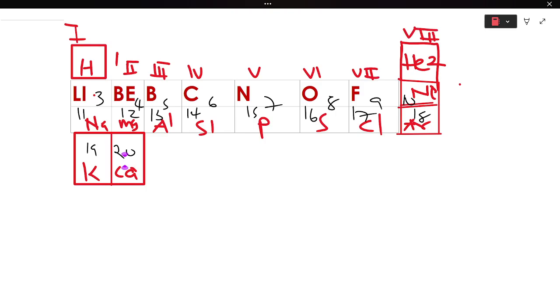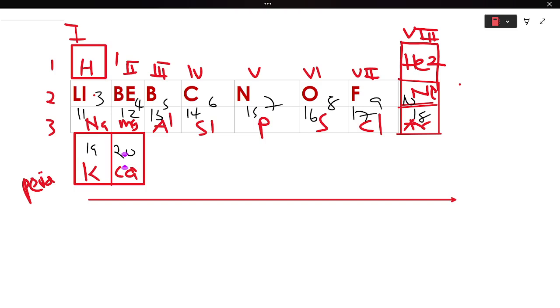Then you have periods. Groups go vertically, and these are periods, right? Yes, so these are periods. So I have period number 1, 2, 3, and 4, right? That's perfect.